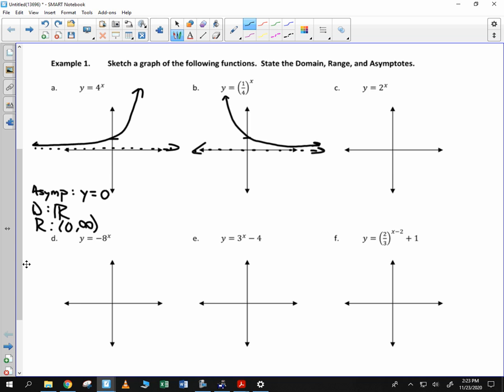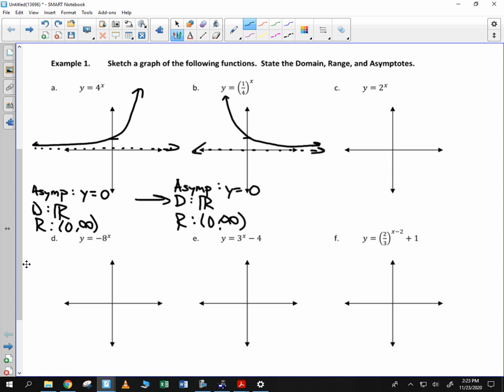So in that situation, the asymptote is still y is equal to 0. The domain is going to be all real numbers, and the range is going to be from 0 to infinity. The domain for all exponential functions is all real numbers.